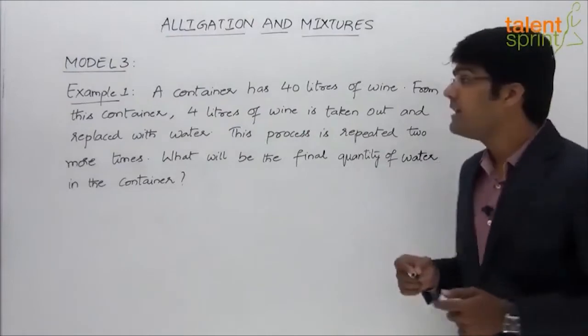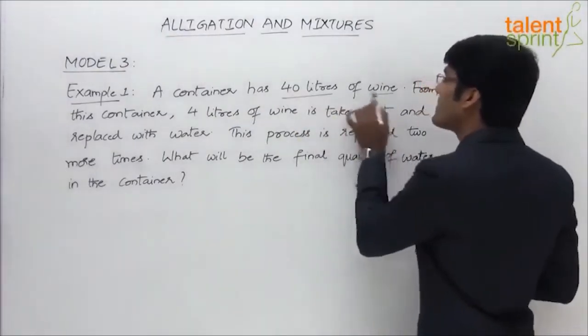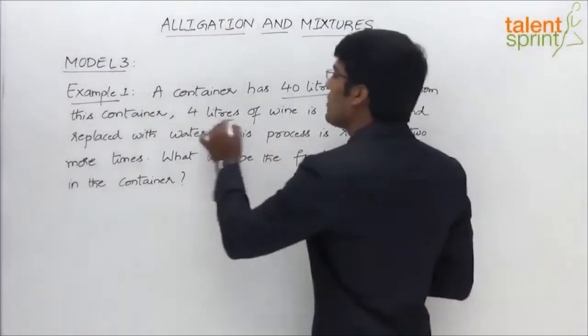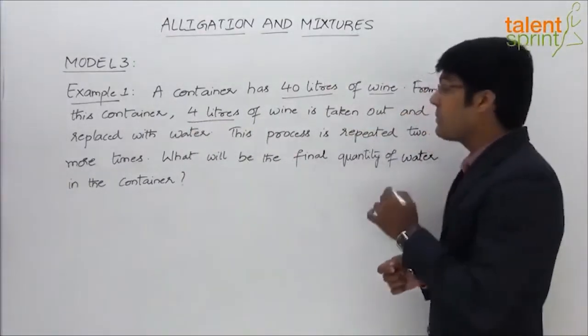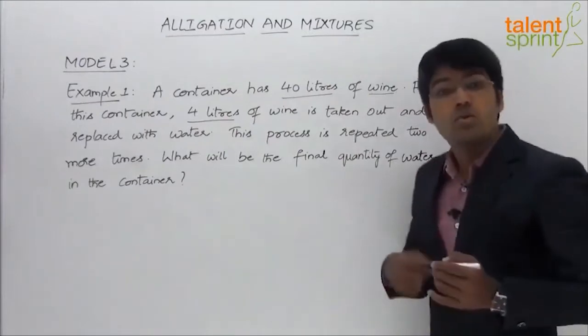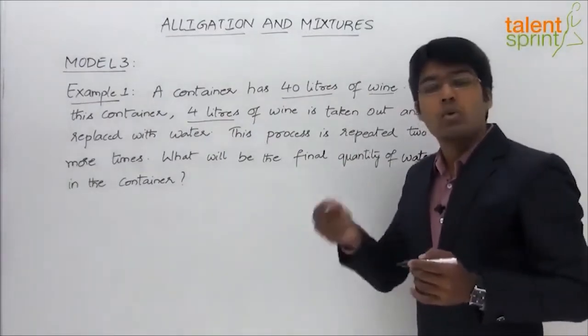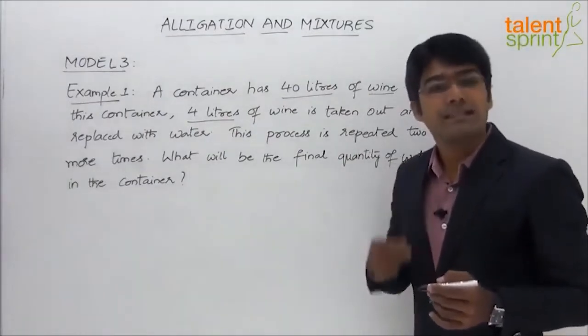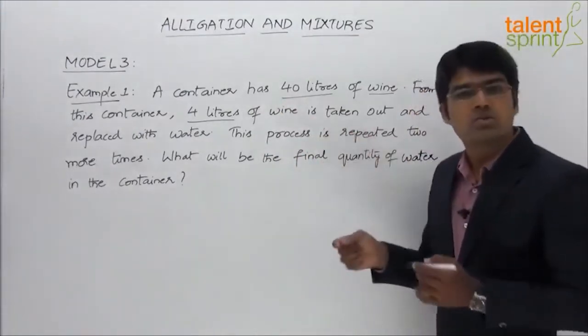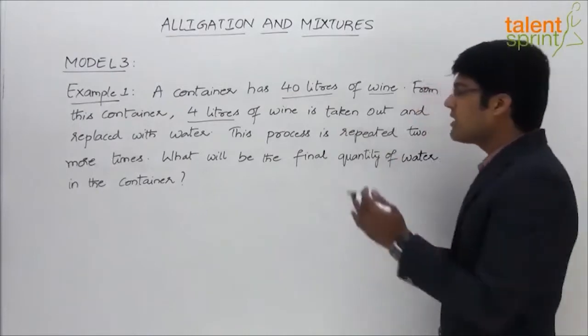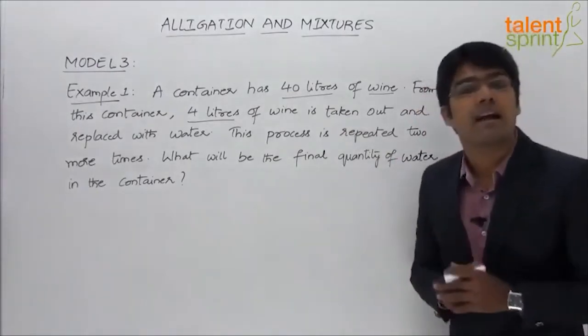As you can see here, initially we have 40 liters of wine, out of which 4 liters is taken out and replaced with water. And this process is repeated 2 more times. So that means this removal and replacement has taken place a total of 3 times. Initially it was done once and then repeated 2 more times. So total 3 times. What will be the final quantity of water in the container?